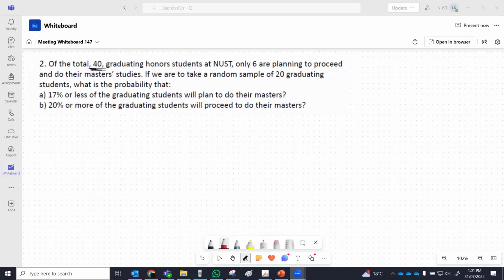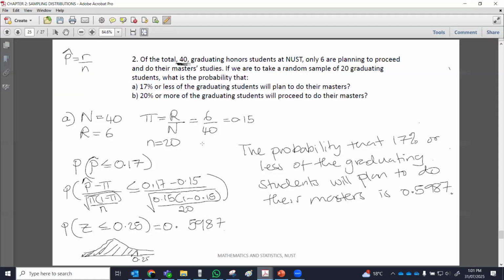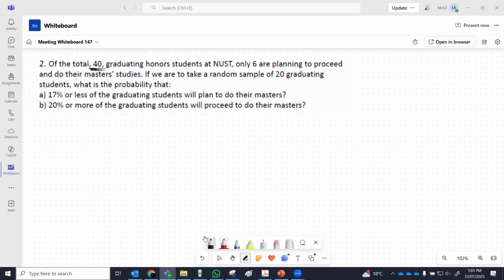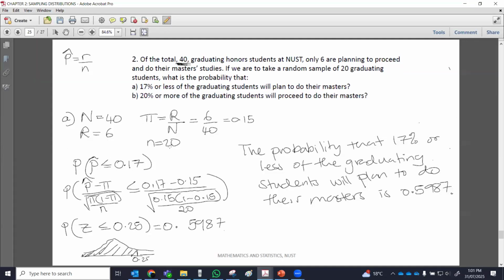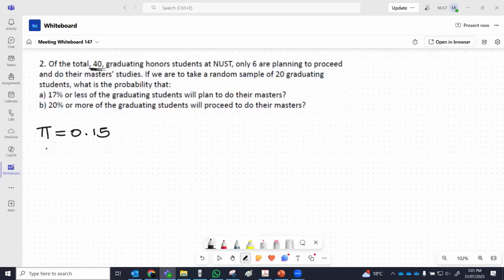Let's do the next one. B, again, we would do the same thing, but we don't need to work out pi again because we already have it. So pi is 0.15. And then what else did we work out? We took note that n is 20. Small n, this is 20.